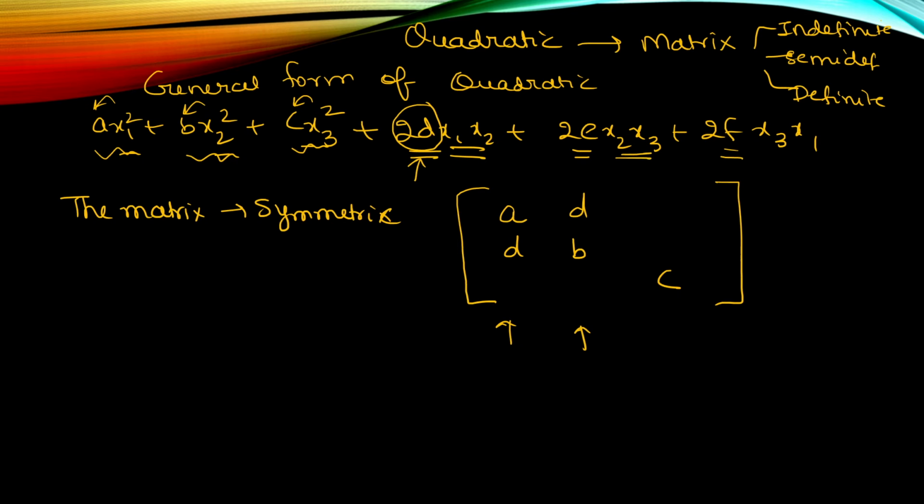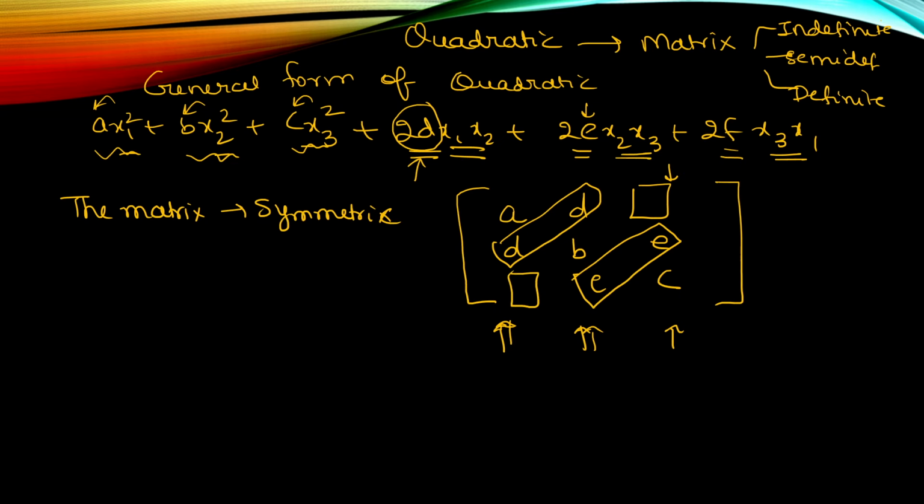Then x2, x3. This is my x2, this is x3. So you will place the value like this, okay? You'll place it this way in diagonal form. So it is half of 2e, that is e and e. And then x3, x1. So x1 and x3. So here you will place half of f. This is the trick which I'm telling you to make it in the matrix form.